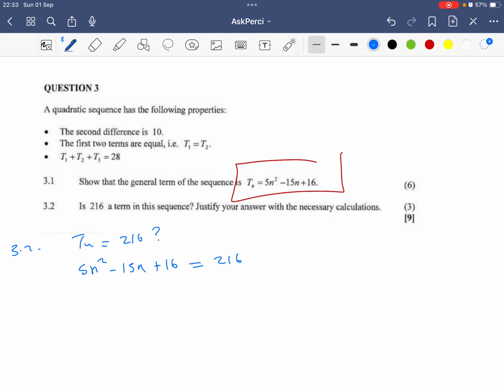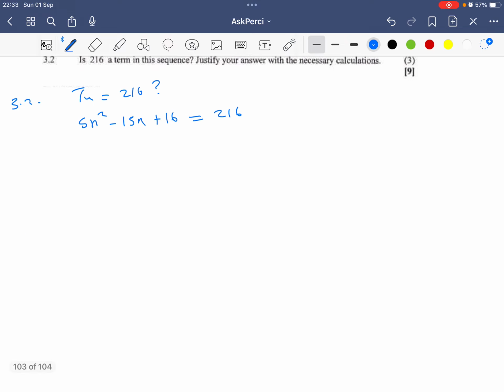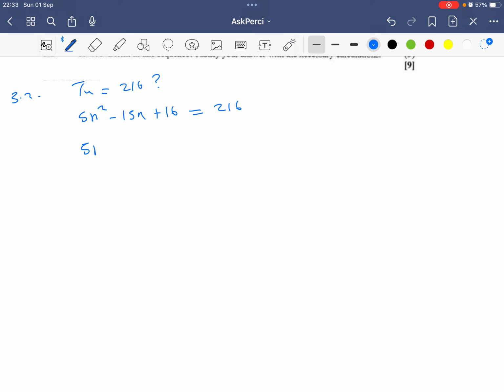That's the question. I want us to simplify using necessary calculations. They don't want us to write it down with English. They want us to write down with mathematics. So we'll show them how to do this. So this is 5n squared minus 15n. If you take 216 to the left hand side, it becomes minus 216. It's equal to 0. So this is 15n, 16 minus 216 is minus 200.